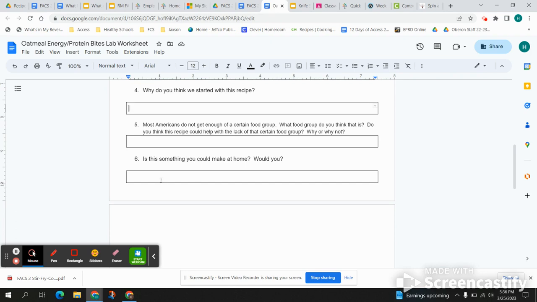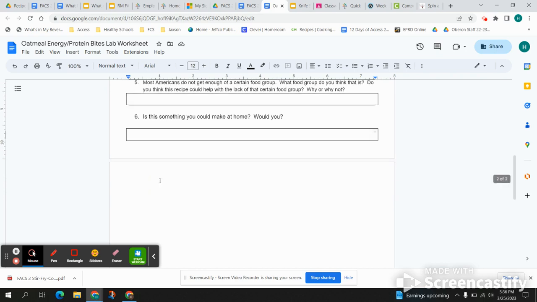And then number 6, is this something you could make at home? And then would you? So is this something you could easily do at home? Would you make it at home? Why or why not? And that's all you're doing.